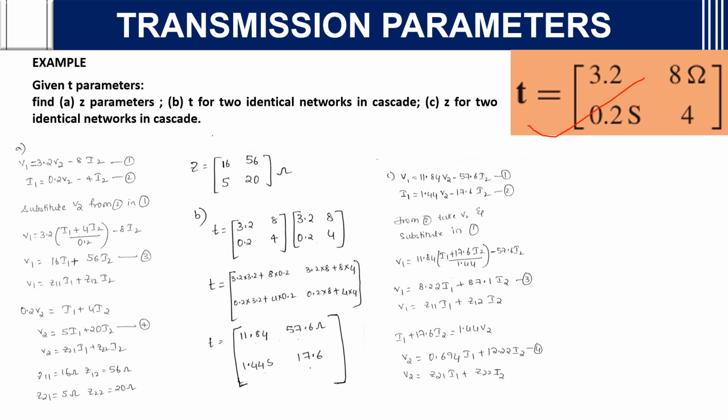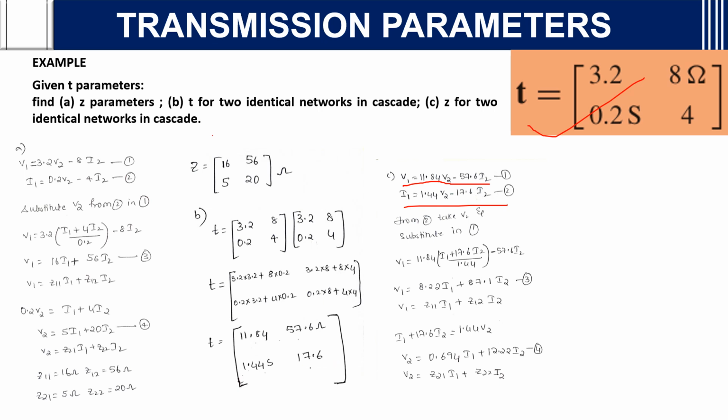The second question is done. The third one asks for Z for two identical networks in cascade. We have already found the cascaded T matrix, so we need to convert T to Z. We know the T parameters equations: V1 is equal to 11.84 V2 minus 57.6 I2, and I1 is equal to 1.44 V2 minus 17.6 I2.